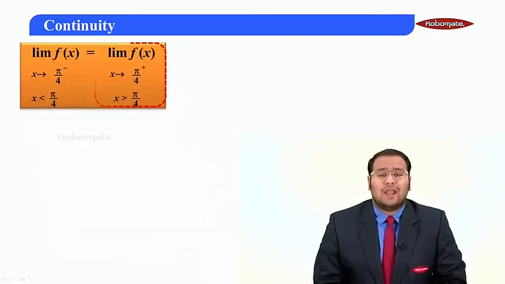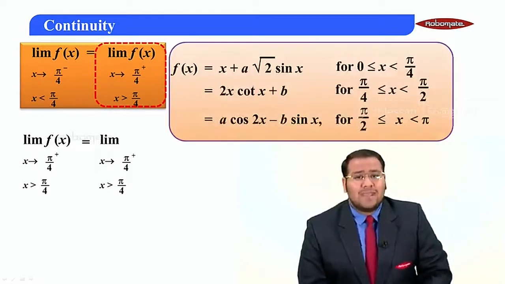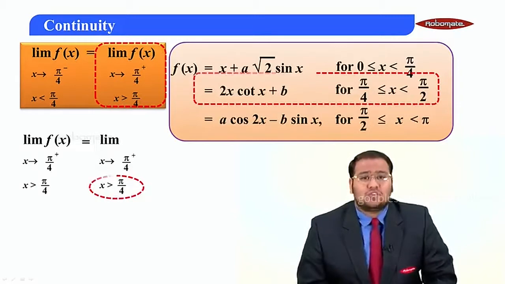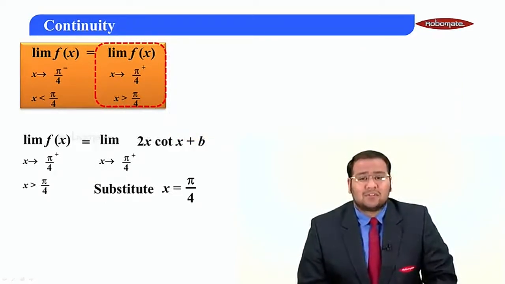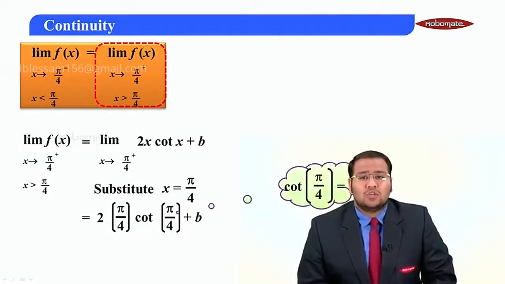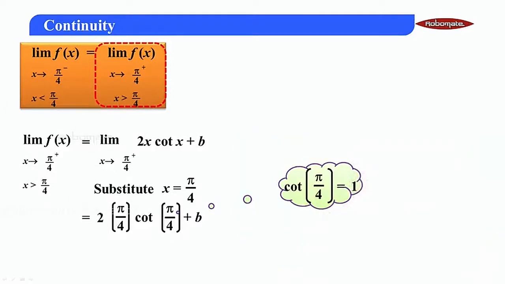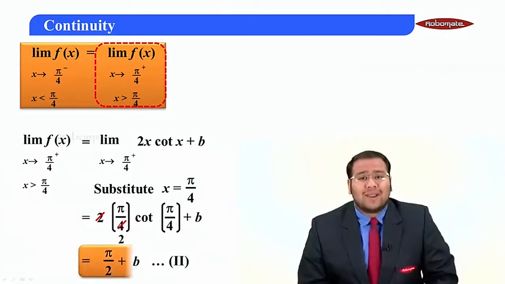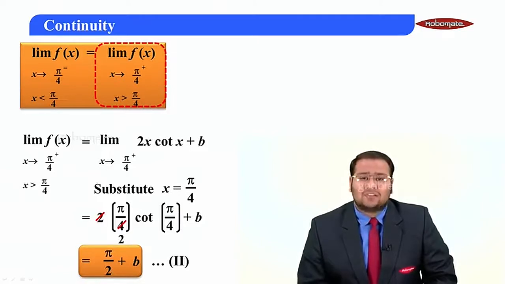Moving ahead with the right hand limit, x tending towards pi by 4 plus f of x, its equation is 2x cot x plus b. In this case, put x as pi by 4. So the value would be 2 into pi by 4 into cot of pi by 4. As we know, cot pi by 4 is 1. So 2 gets cancelled and the value would be pi by 2 plus b.